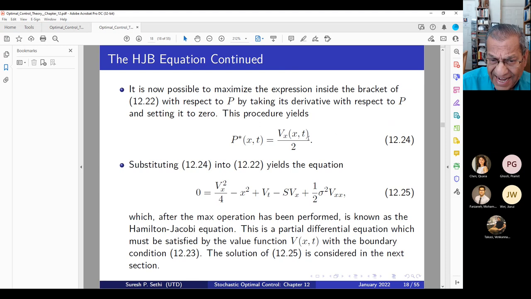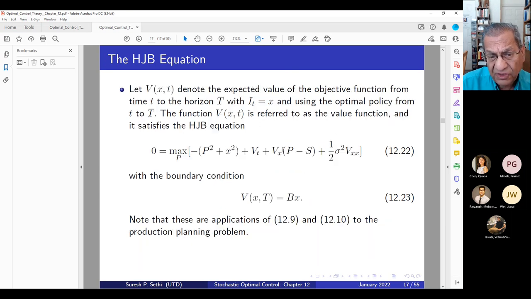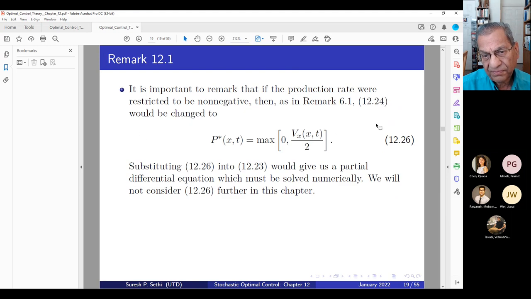Notice now that quantity can be negative, especially when X is very high. So I'm allowing that because if I don't allow, then first order condition will not work at zero. And then you need to use Kuhn-Tucker conditions, and that makes it probably more difficult. What I need to do is this. We did that in chapter 6. And when you do that, the problem becomes more difficult. And this is solved in Ben Susan and Sethi paper.